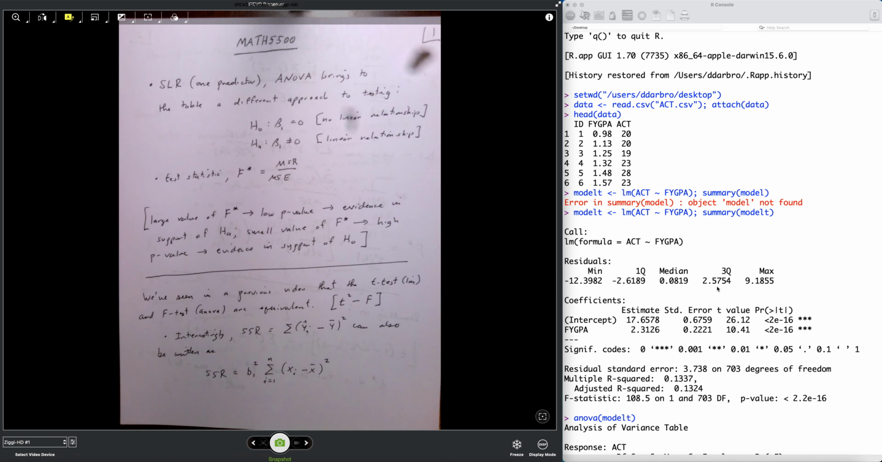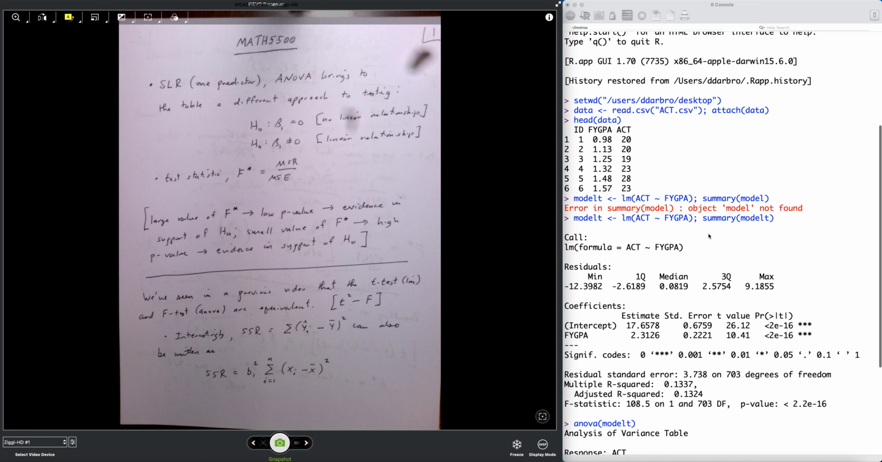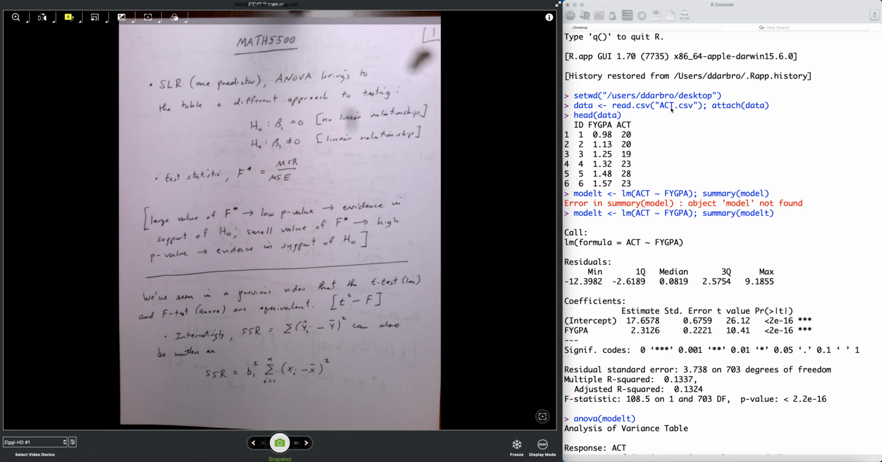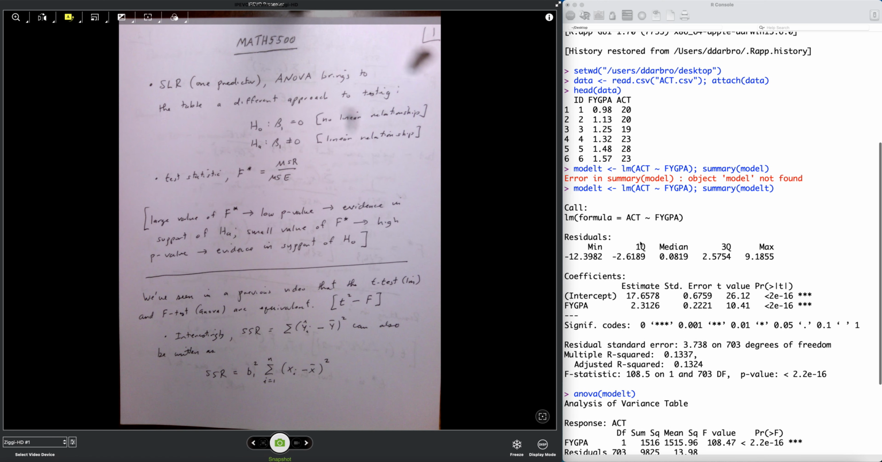Now, we've seen before, I think this is kind of cool stuff. We've seen previously that if we run our model using a t-test, using the lm function in R, and compare it to the F-test with the ANOVA, the t squared is the same as the F. Now, I have this over here. I'm using the ACT data set, and I just ran the model.